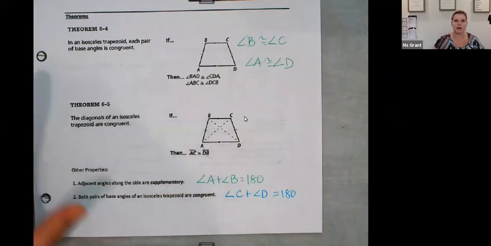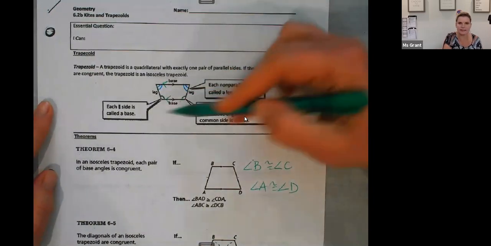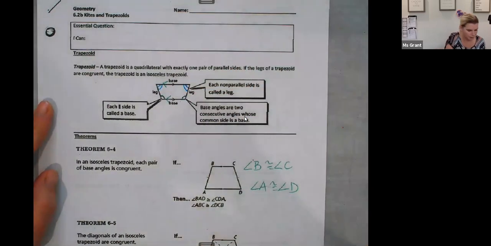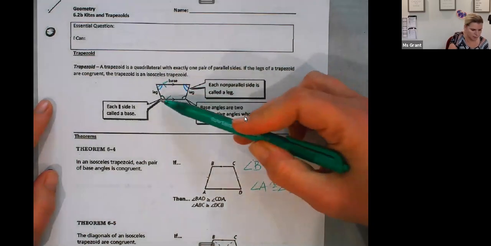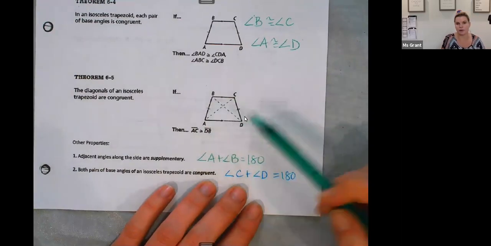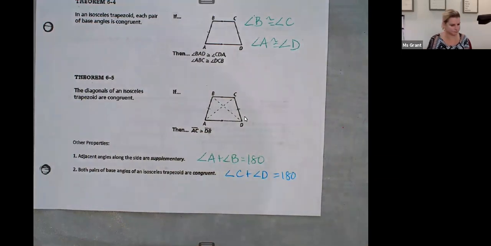All right, so we are talking about trapezoids today. We've got a pair of parallel lines and then two legs. Congruent angles are along the bottom base or the top base. Diagonals are congruent. And we're going to start with some practice problems.